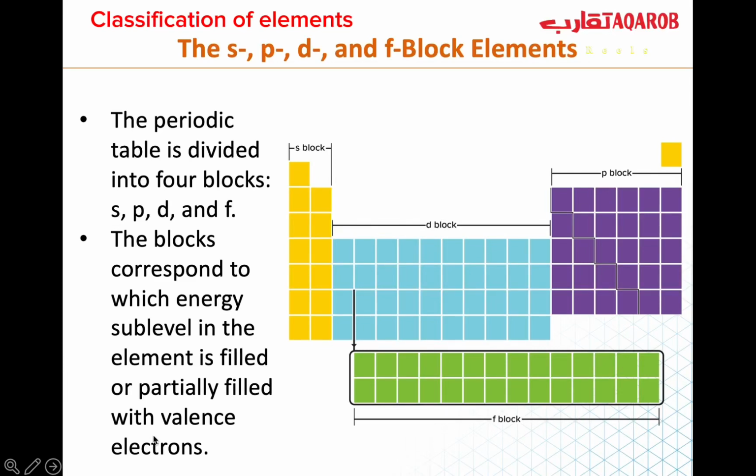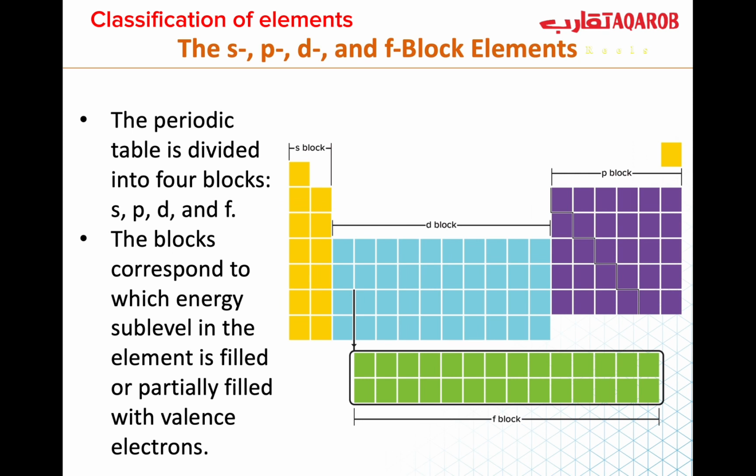The S, P, D, and F block elements. The periodic table is divided into 4 blocks: S block, P, D, and F. The blocks correspond to which energy sublevel in the element is filled or partially filled with valence electrons.